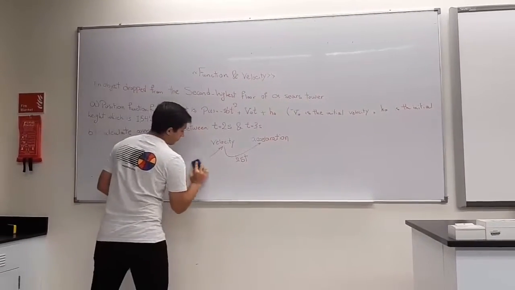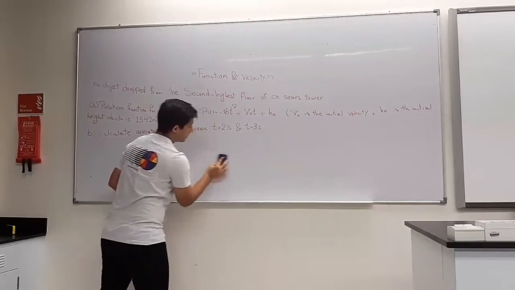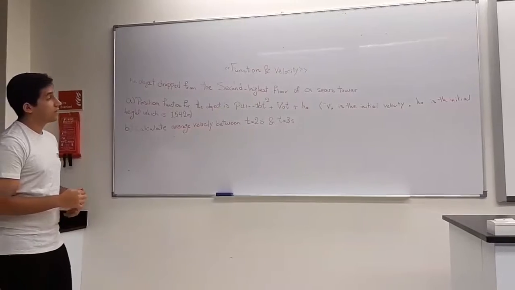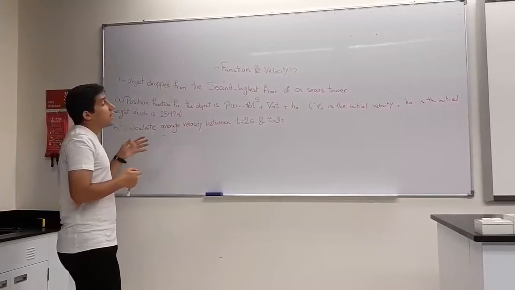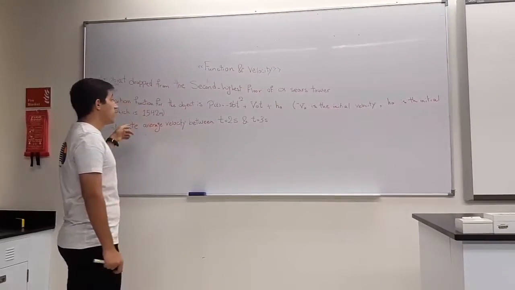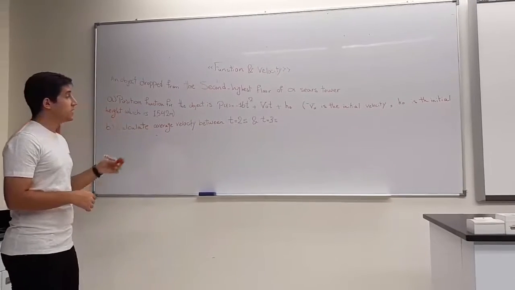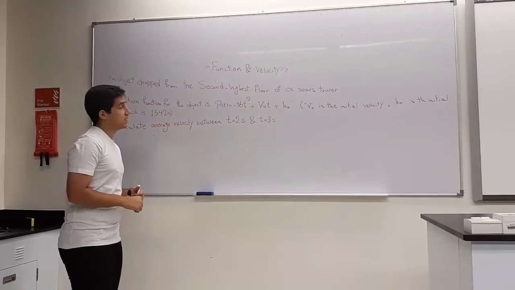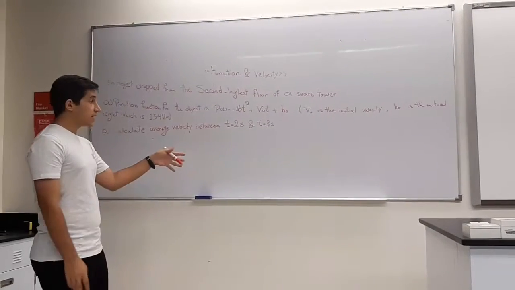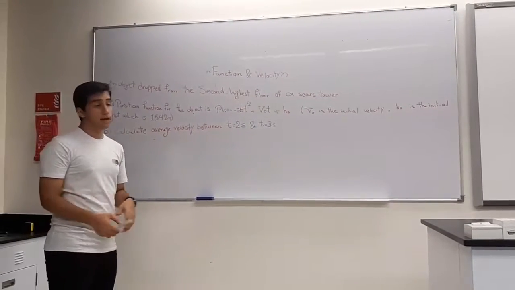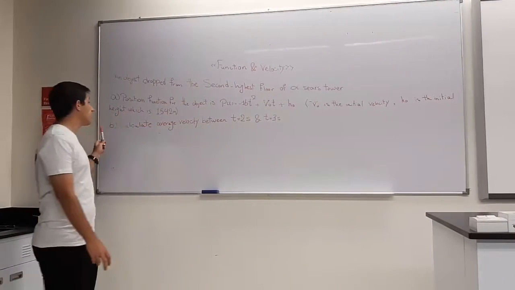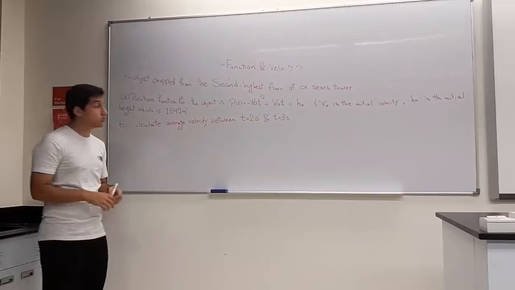The example says an object is dropped from the second highest rung of a Sears catalog. The position function for the object is p(t) equals negative 16t squared plus v naught t plus h naught. In this case, v naught is the initial velocity, which is 0, and h naught is the initial height, which is 1,542 meters.